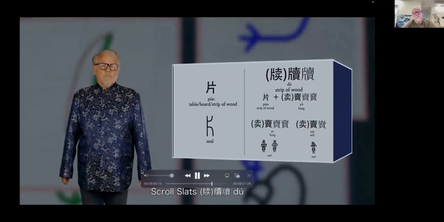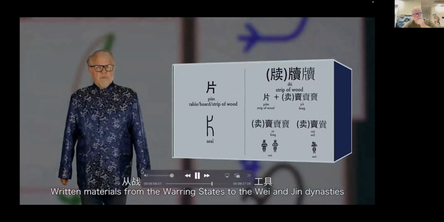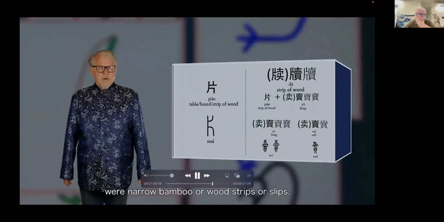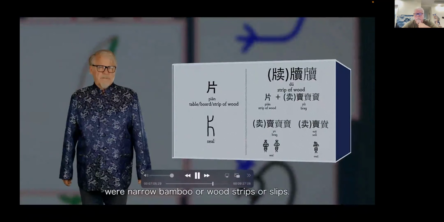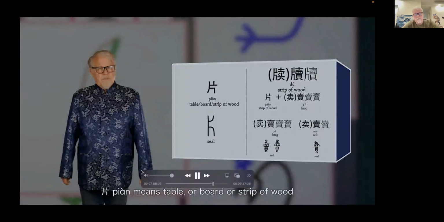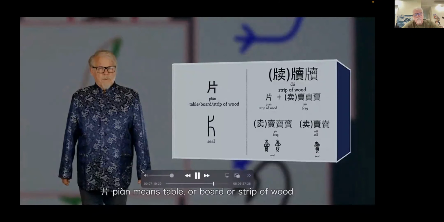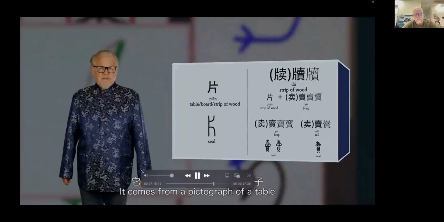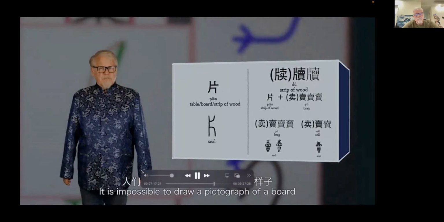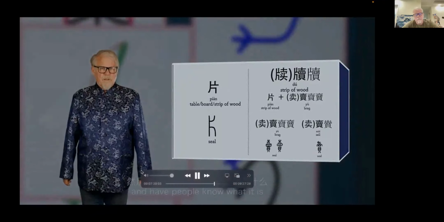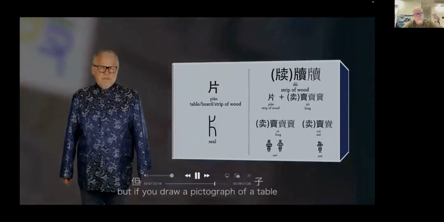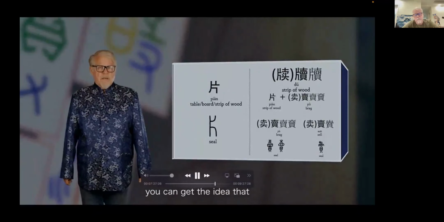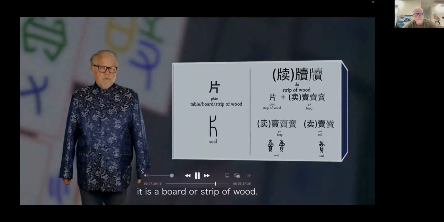Scroll slats, du. Written materials from the Warring States to the Wei and Jin dynasties were written on narrow bamboo or wooden slips. Pian means table or board or a strip of wood. It comes from a pictograph of a table. It is impossible to draw a pictograph of a board and have people know what it is. But if you draw a pictograph of a table, you can get the idea that it was a board or strip of wood.